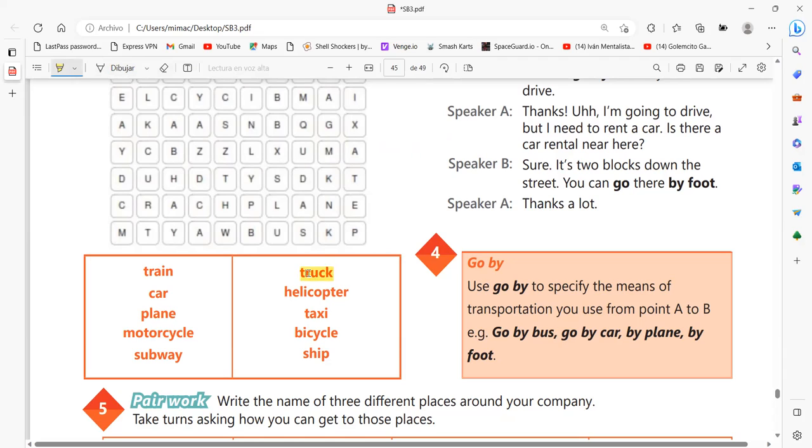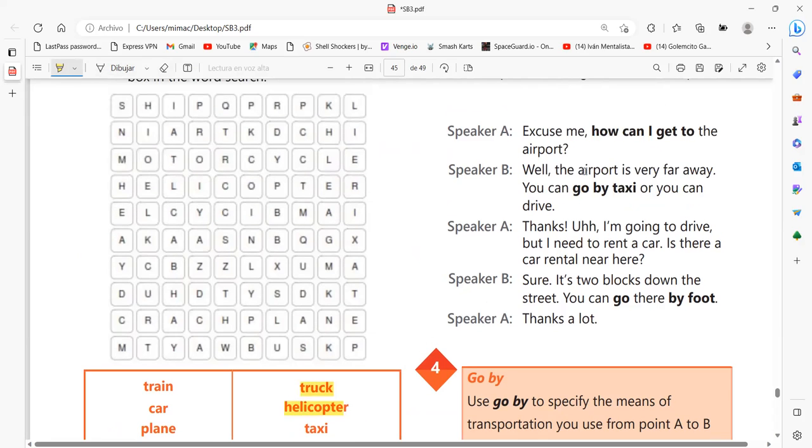Truck. Helicopter. Airport. By foot. By taxi.